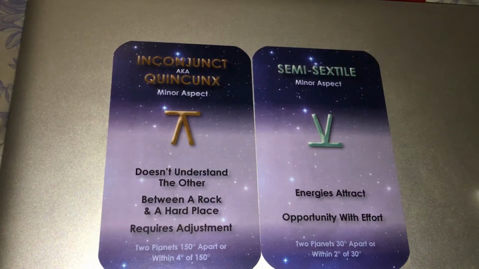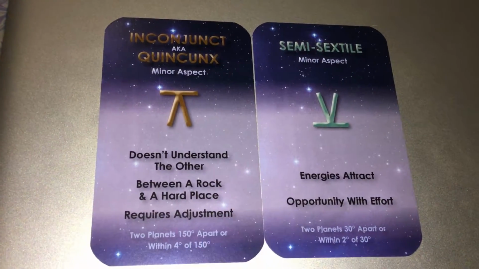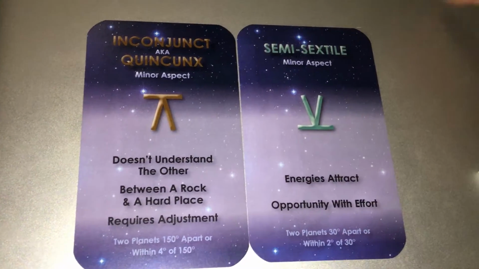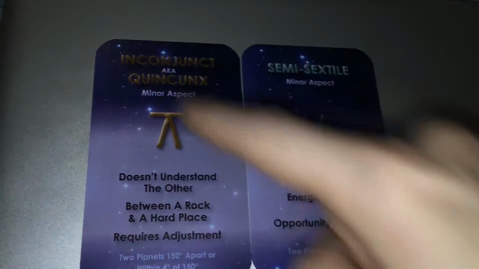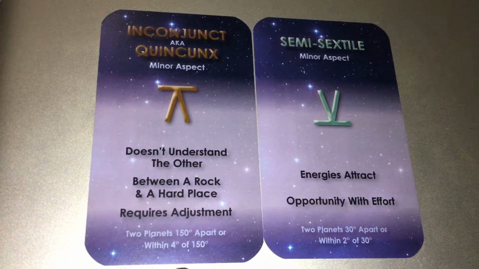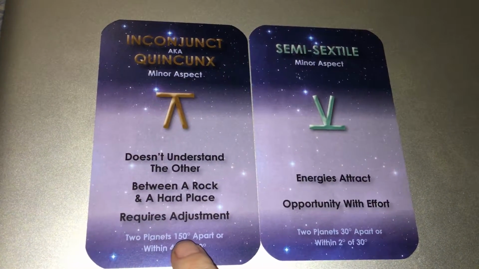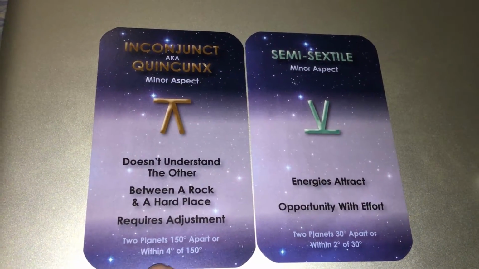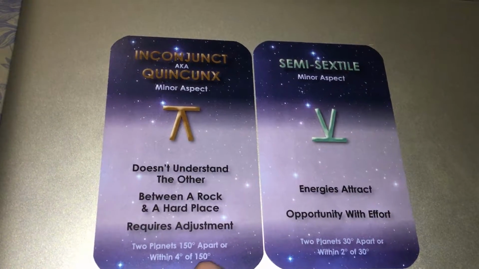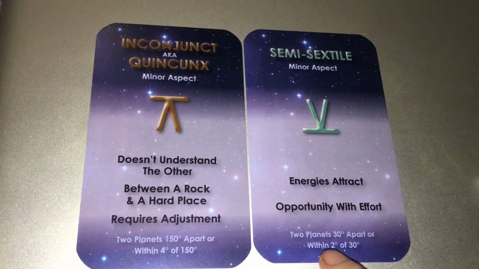Okay, these are both minor aspects. If you're not deep in astrology, you may not know what aspects are. You have this big wheel and the planets are on the wheel, and an aspect is the mathematical relationship between them. Inconjunct is when two planets are 150 degrees apart, or within 4 degrees orb of 150 degrees. And semi-sextile is two planets within 30 degrees apart, or within 2 degrees of 30.